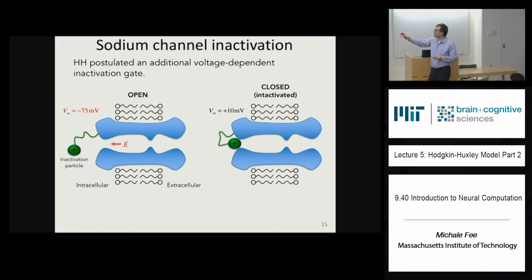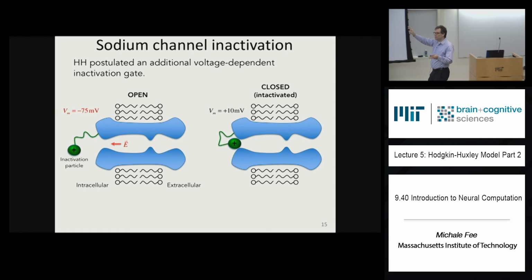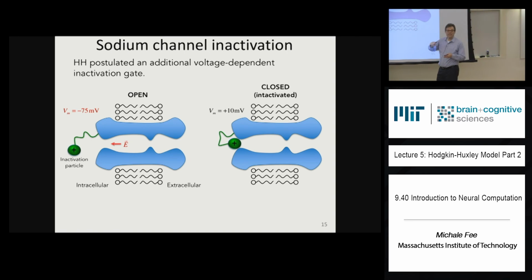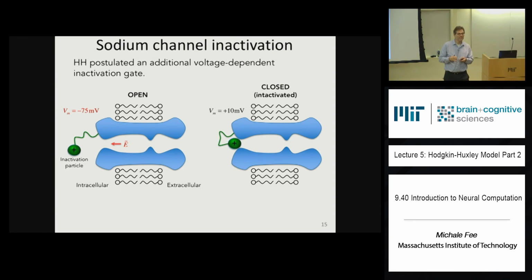So how would you model this? There's an open state and a closed state with energy levels. How would you want to do that? Yeah, you could use the Boltzmann distribution to compute the voltage dependence. I haven't done that, but I'm sure it would work pretty well. How would you model the time dependence?